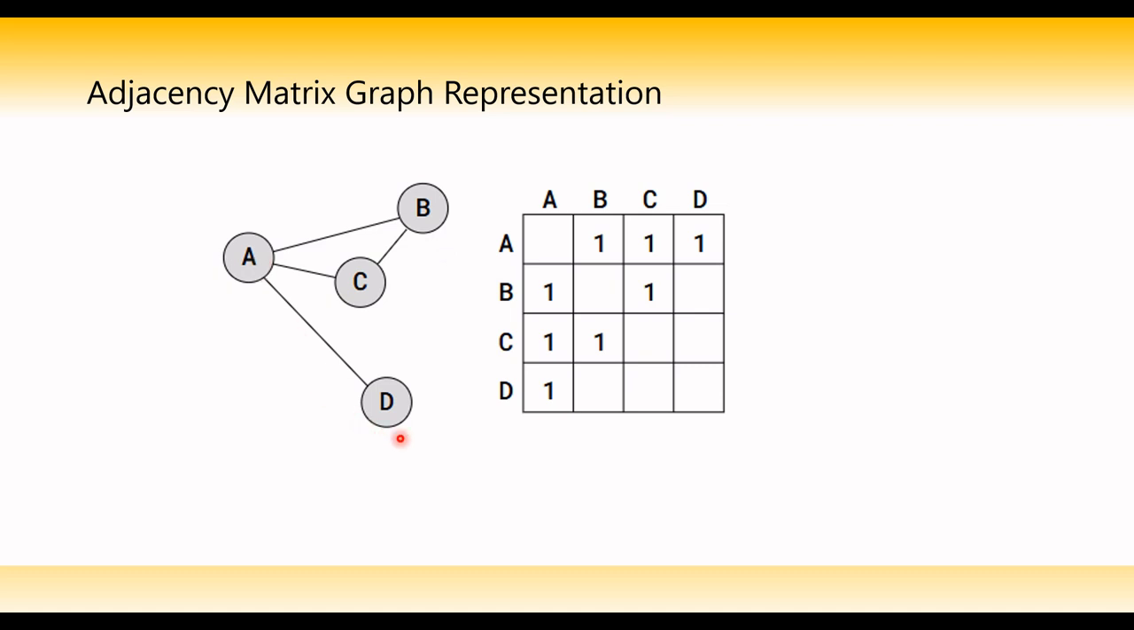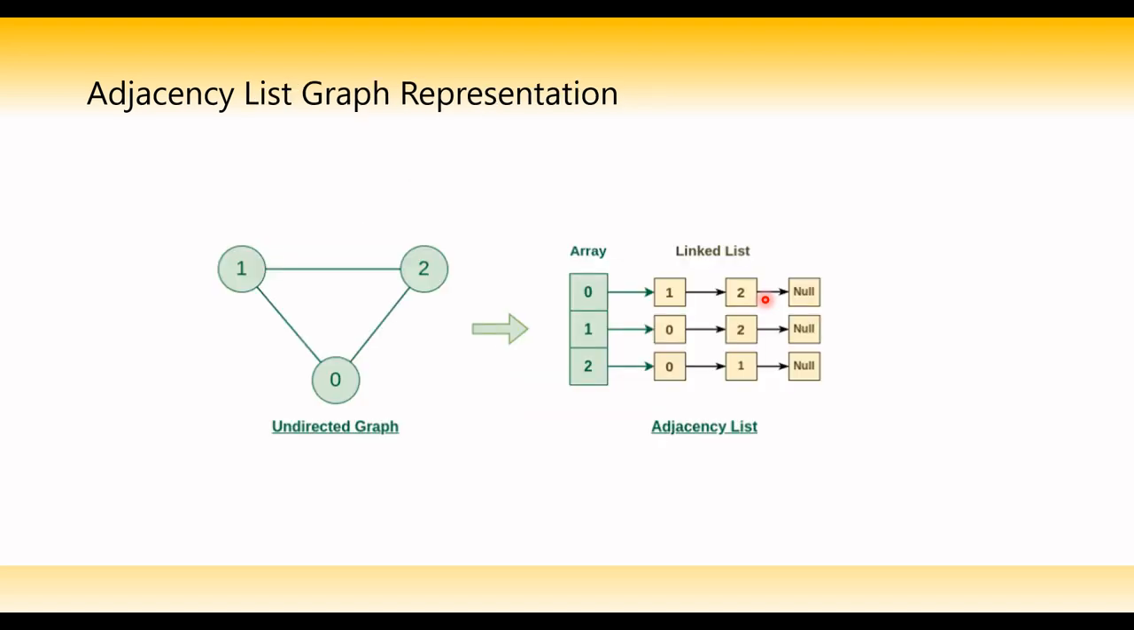So for A, in this case, A is connected to B, C, and D. That's why we'll be marking it as 1, and this will be left as 0. Then for D, it is connected to A. So D will mark only 1, and it is not connected to the rest of the nodes. Then again for B, if you see, it is connected to A and C. So B will be marking A as 1 and C as 1, and the remaining we'll keep as 0. So this is how we represent a graph in the form of an adjacency matrix.